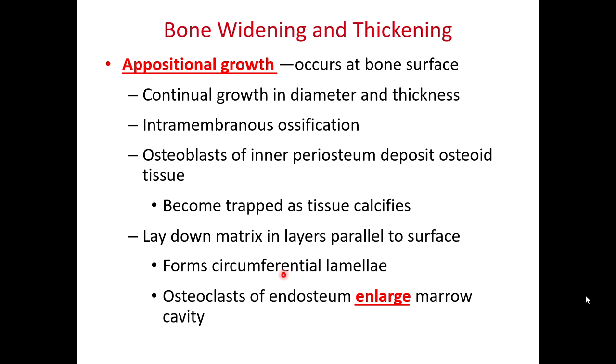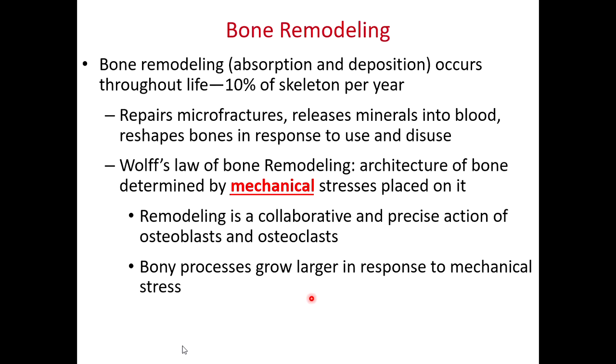During appositional growth, we can occasionally have osteoclasts, bone-destroying cells within the endosteum on the inside of the bone, enlarging the marrow cavity. This is a natural, healthy process as we grow. When we are fully grown adults and we have appositional growth, typically that is going to be the periosteum depositing osteoid tissue, and as we lose bone mass, it will often be the osteoclasts of the endosteum increasing the marrow cavity. Throughout our lifetime, we're going to have this tug of war between the osteoclasts and the osteoblasts. So we're going to be constantly building and destroying our bones.